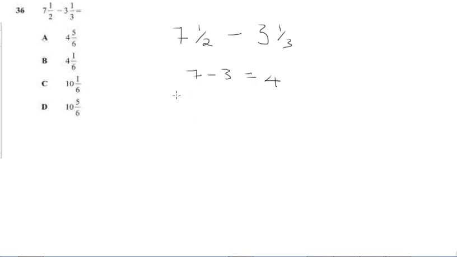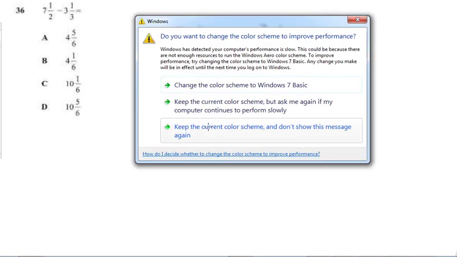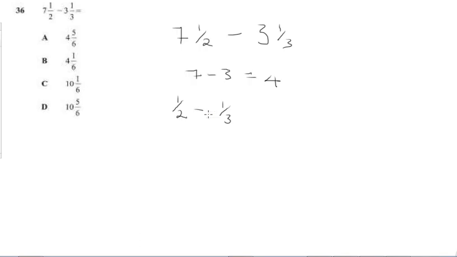The fraction part, we've got 1 over 2 minus 1 over 3. So remember what we said on addition and subtraction of fractions. You only add or subtract them when they have the same denominator. If they have the same denominator, it's quite straightforward, because all we look at are the numerators. We add the numerators or we subtract the numerators. But in this case, we've got two fractions with totally different denominators. So what do we do?